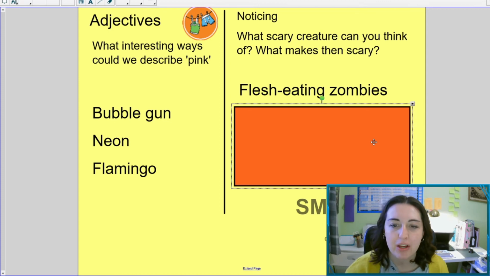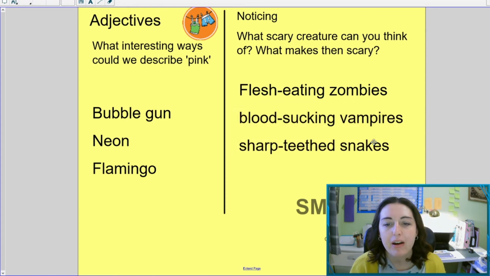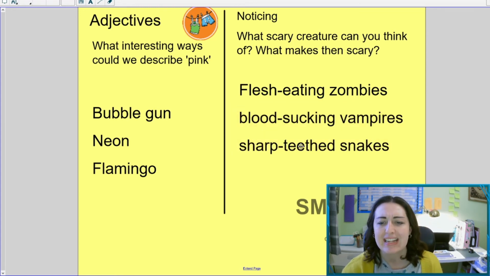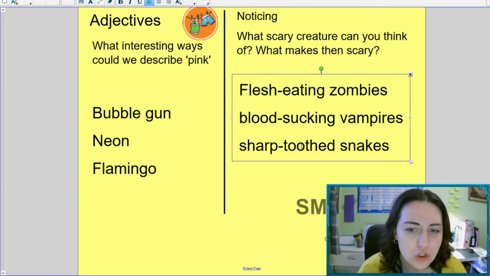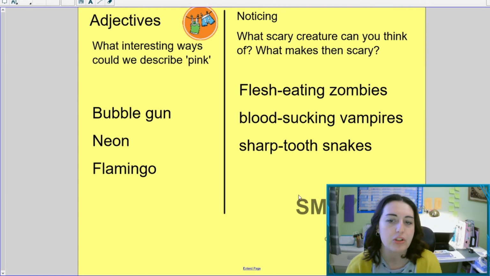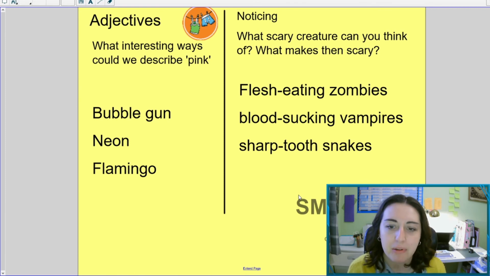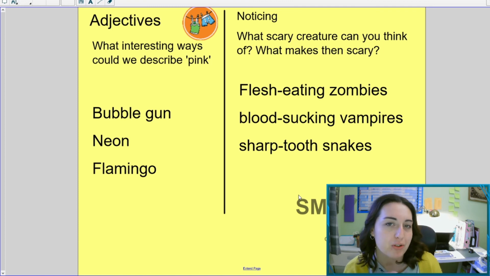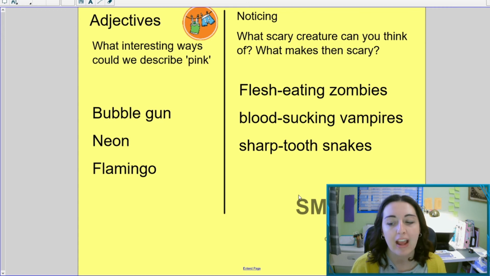Okay, so other examples I've got are blood-sucking vampires or sharp-toothed snake. That should definitely be sharp-toothed snake. So you've got your phrase there that is quite a scary thing with your adjective and then your noun. So sharp-toothed snakes. So actually, in our learning chunk, what we're going to write about in a sec, we're going to say, you know, pink can be used, or bubblegum could be used for sharp-toothed snakes. So make it exciting, show them that we've learned how to be more creative.